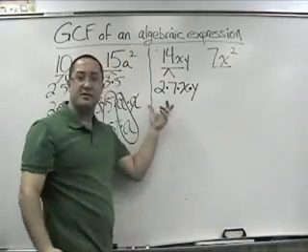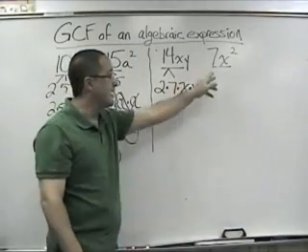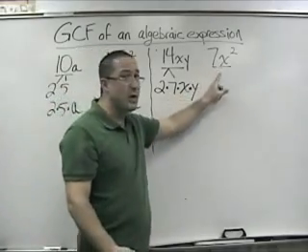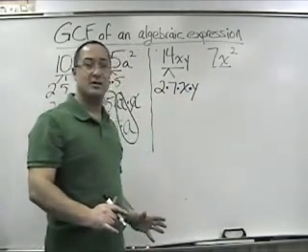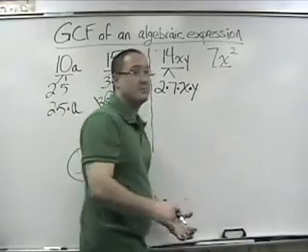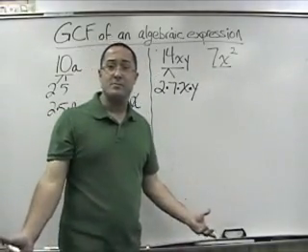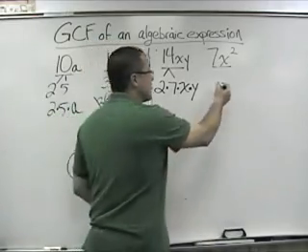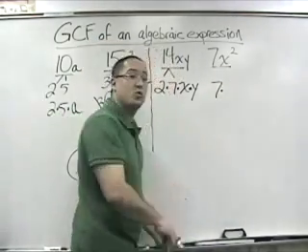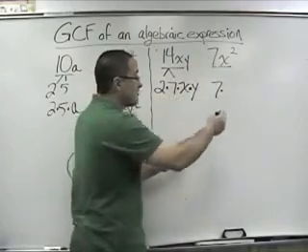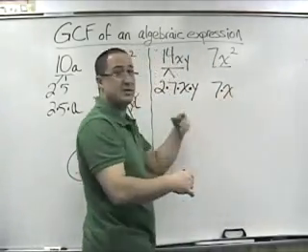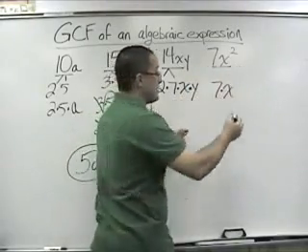That one was very, very easy. Okay? Now let's do 7x squared. Remember, x squared means x times x, correct? So what does 7 come from? Well, 7 is already prime. It comes from 1 times 7. So 7 comes from 7 times what? Times x times x again, because it's x squared.